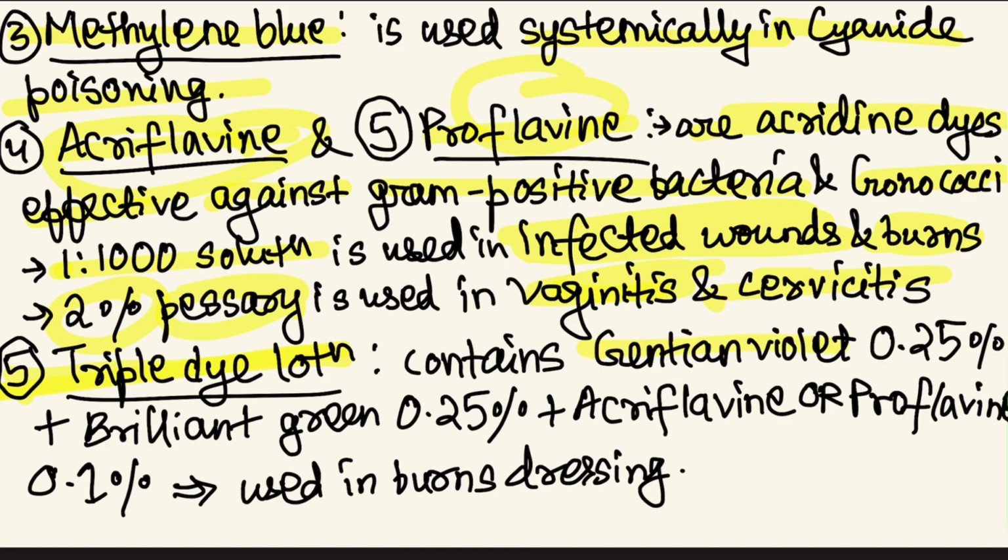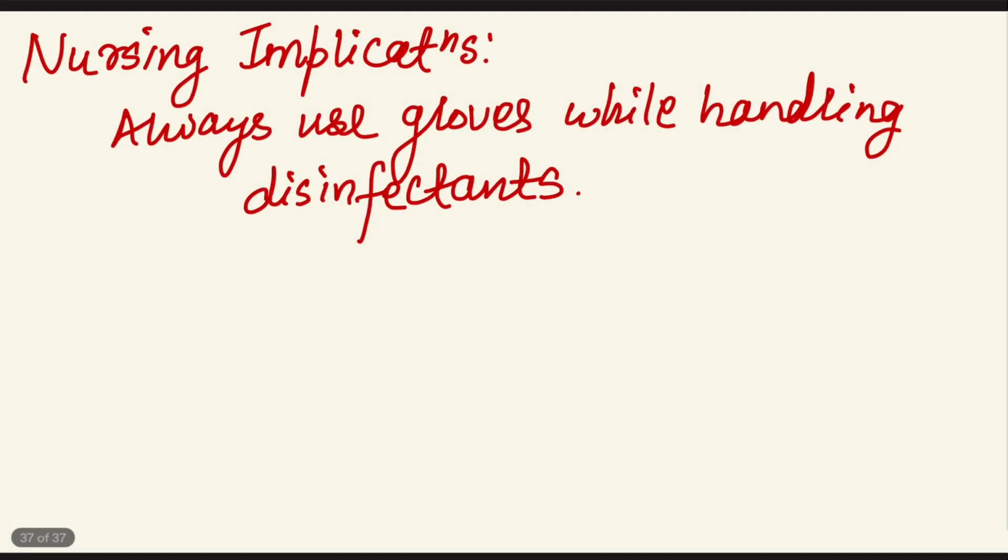And finally we have a dye that is known as triple dye lotion. It contains gentian violet in the concentration of 0.25%, brilliant green in the concentration of 0.25%, and acriflavine or proflavin in the concentration of 0.1%, which is used in cases of burn dressing. Finally, coming to the nursing implications, we should always use gloves while handling any sort of disinfectant.